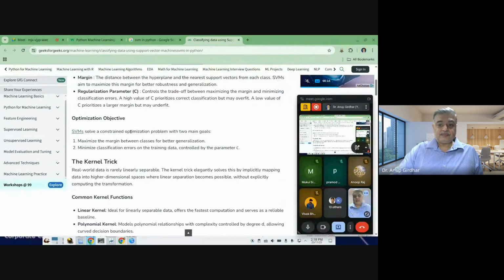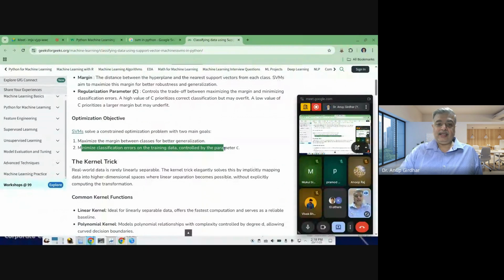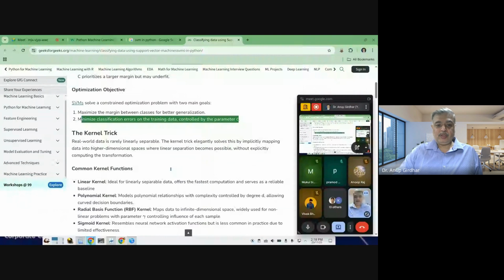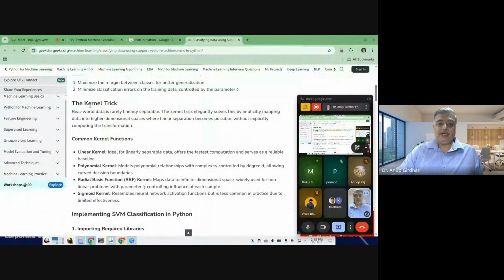Okay, and now let's optimize the objective of this SVM, which contains the optimization model. There are two major goals: maximize the margin between the classes for better generalization, and minimize the classification errors on the training data, controlled by the parameter C. This is how it works, right? So what is the kernel trick?